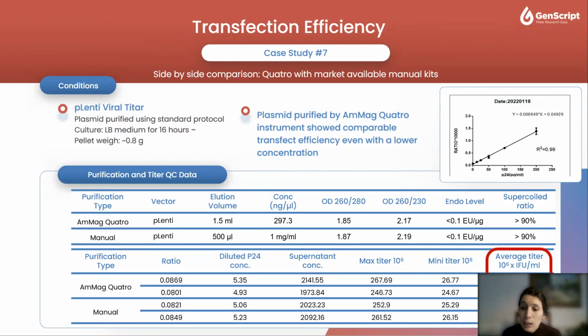So you can see here, even though the AmMagQuattro plasmid was a 3-fold dilution, so significantly less concentrated, even with that, the average titer was still very much comparable to the manually purified plasmid. With that said, the point I'm trying to make is that the quality of the plasmid, even though it is less concentrated, is not being jeopardized. So it's a really robust purification method, enabling you to get the best transfection efficiency for your sample.